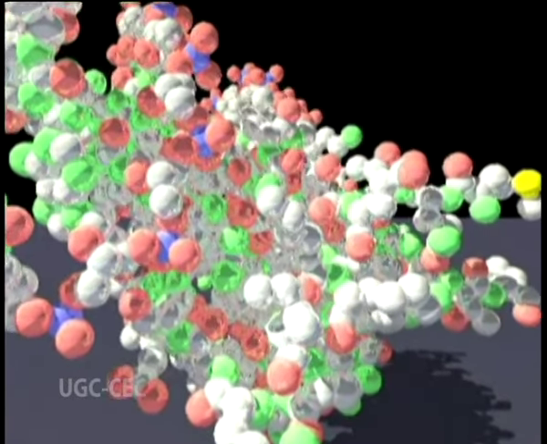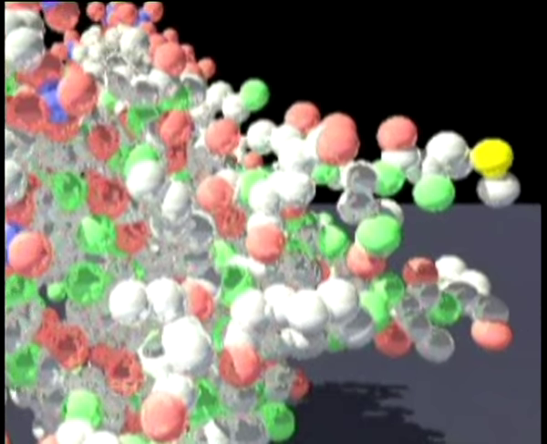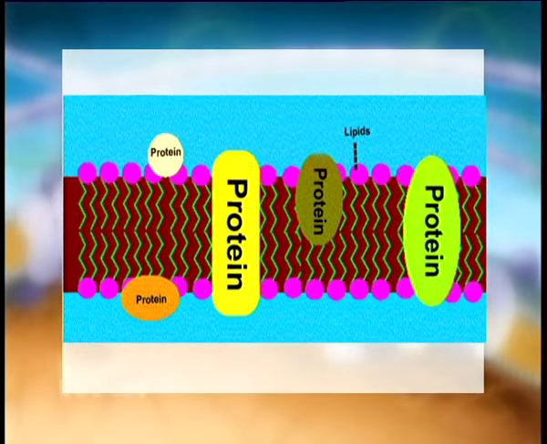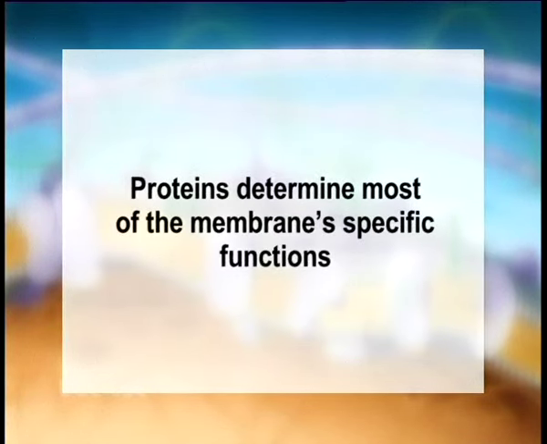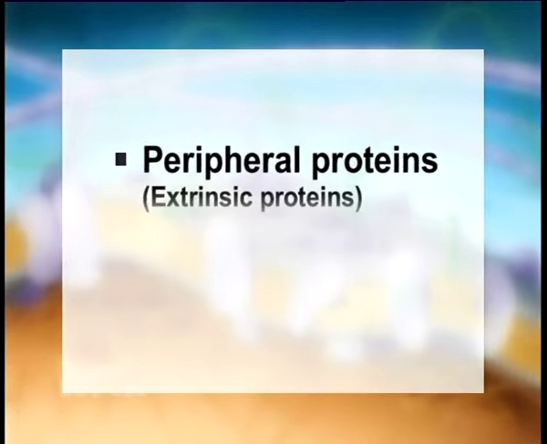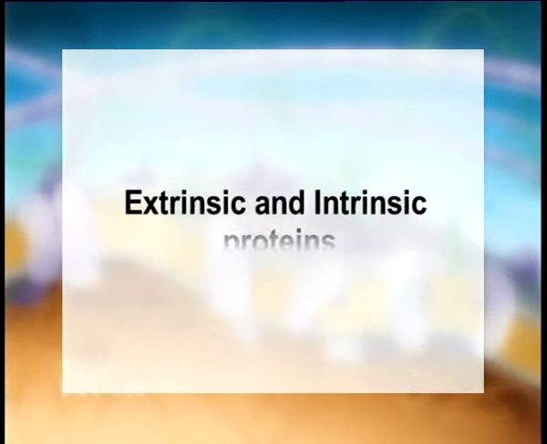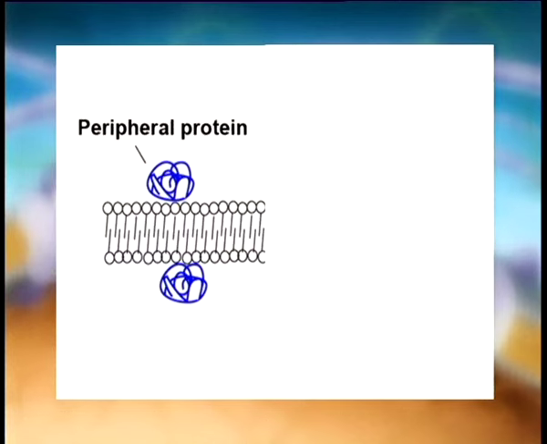Another class of compounds that is present in the plasma membrane are proteins. A membrane is a collage of proteins embedded in the phospholipid bilayer. Proteins determine most of the cell membrane's important functions. Two major populations of membrane proteins are peripheral proteins and integral proteins, also called extrinsic and intrinsic proteins respectively. Peripheral proteins are bound to the surface of the membrane. Since they are superficially located, they can be easily removed from the membrane.